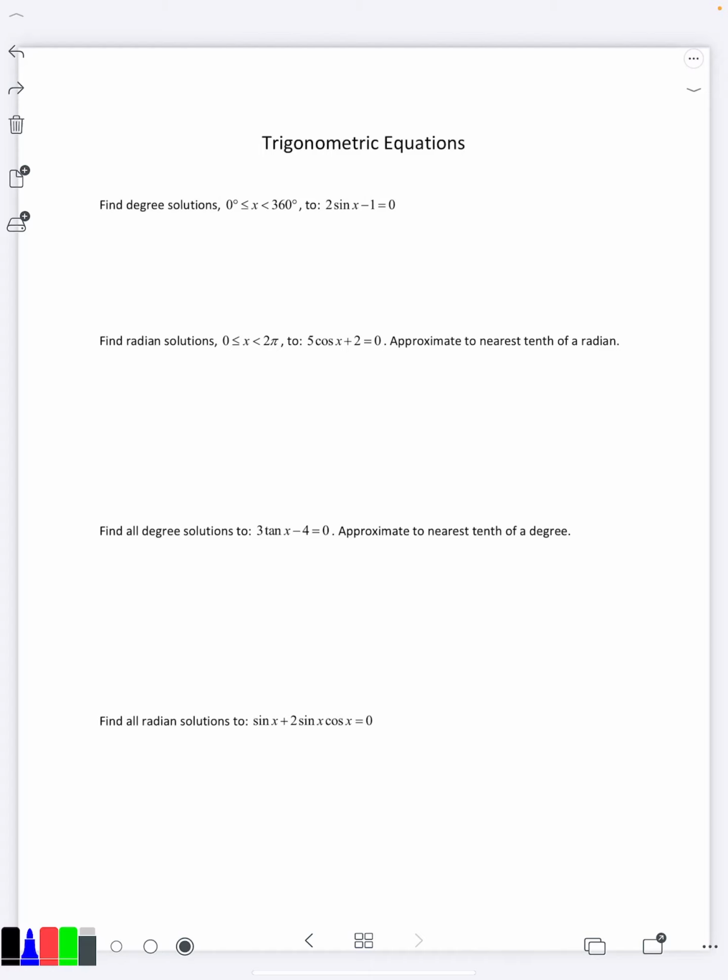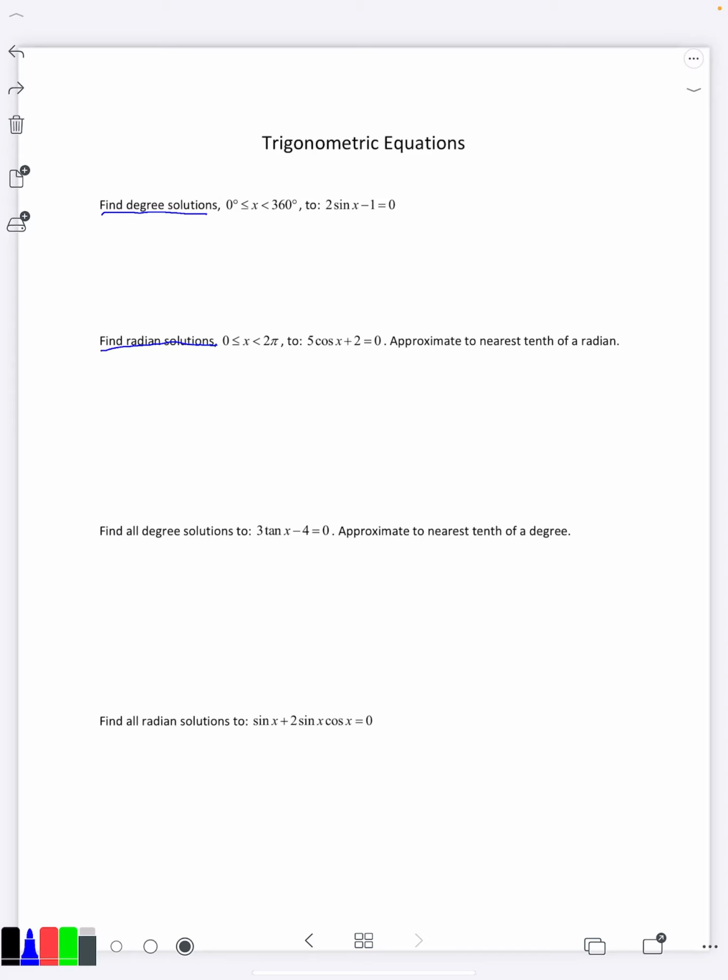The first thing they might ask is they might ask you to find degree solutions, or they might ask you to find radian solutions. This isn't going to affect your process too much. Just at the end of the day, if you're going to give your answer as a degree or as a radian, they will go ahead and tell you in the problem and make sure you follow the instructions.